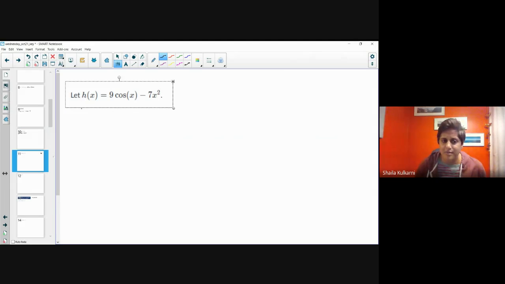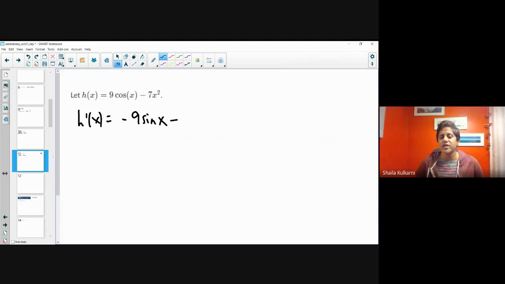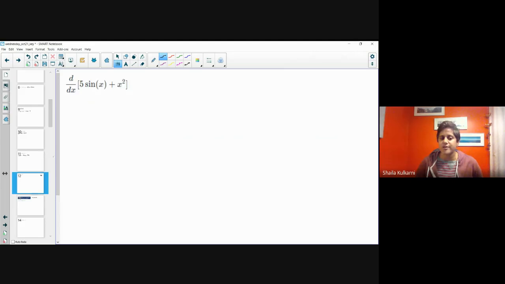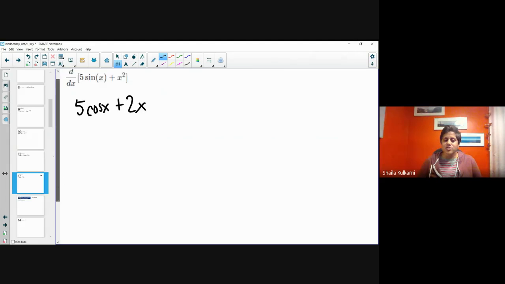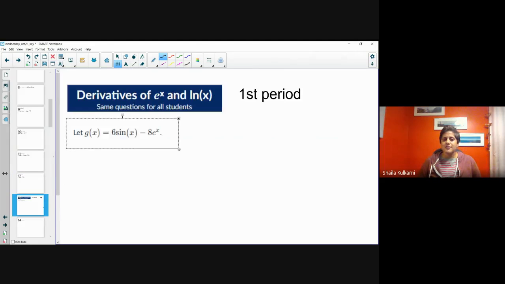Third problem. What's the derivative of cosine? It's negative sine. And what's the derivative using the power rule? 14x to the first. And then what's the derivative of sine? Positive cosine. What's the derivative of x squared? 2x. That's our third period problems for the sine x and the cosine x.